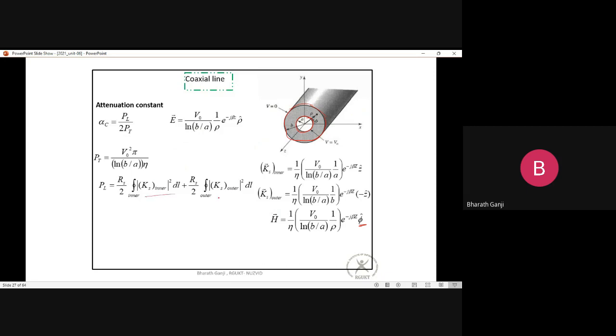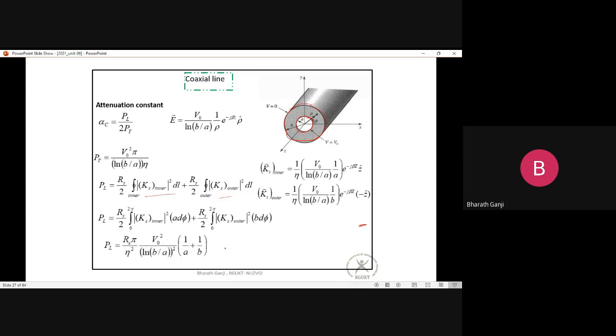You substitute them in these integrations and you perform the integrations. So you can see the inner surface is changing from 0 to 2 pi, and the outer surface also is changing from 0 to 2 pi. If you perform these integrations, you get the PL factor something like this. So this is PL. So if you want alpha c, you can see the value of alpha c is nothing but Rs by 2 eta times ln of b by a into 1 by a plus 1 by b. Right. So here also, for a given value of b by a, maybe I can write this expression like this: Rs over 2 eta times ln of b by a.